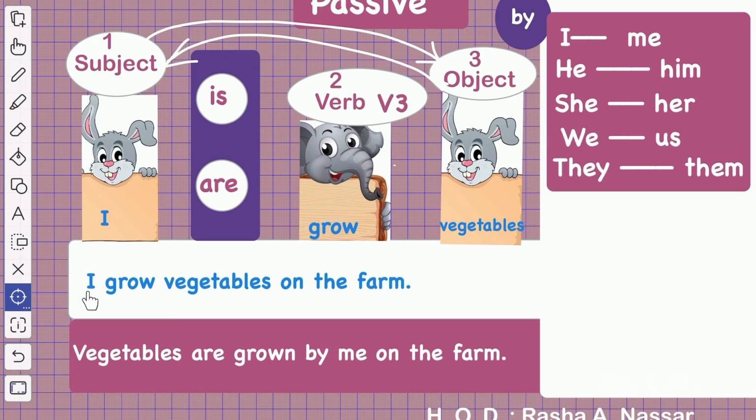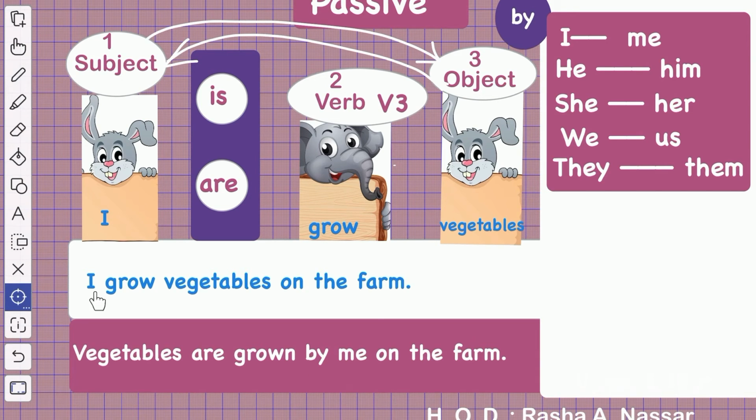And I will choose is or are. I will choose are here because the object is plural. And then after choosing is or are, I will write V3 of the main verb, grow. This is the main verb, so I will write V3 of this verb, grown, and then I will write the preposition by and the first word, or the subject.